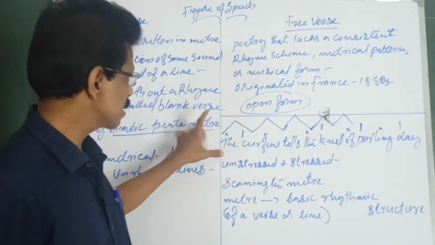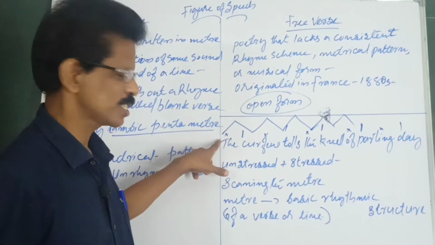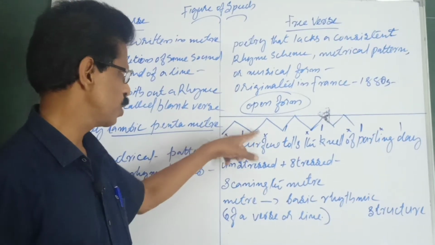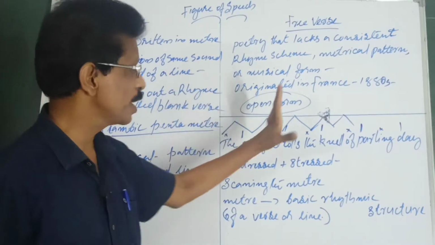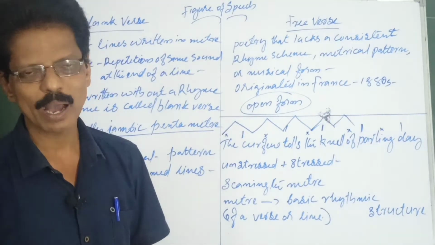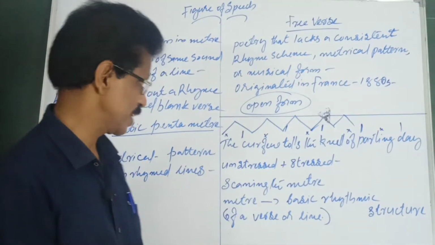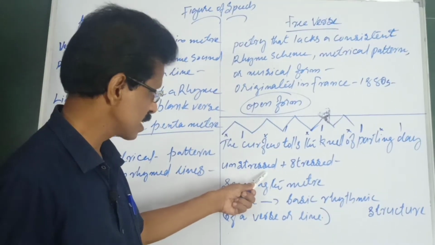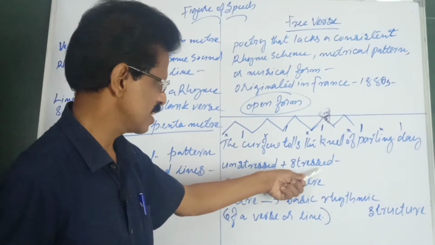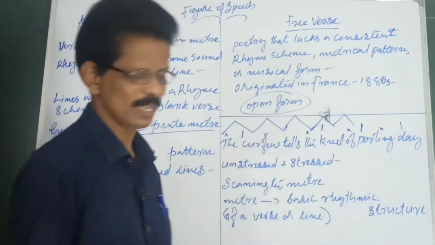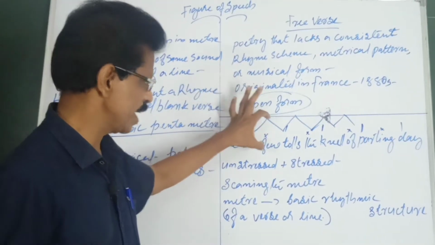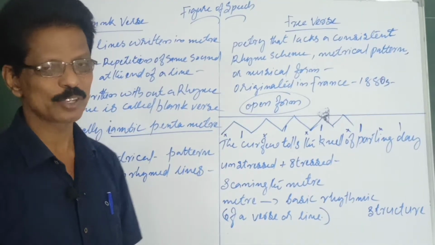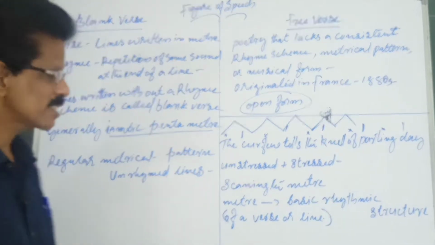So iambic means the unstressed syllable comes first, stressed comes second. So "la-hu, Guru, la-hu, Guru, la-hu, Guru." In that way, five feet will be there. That's called iambic pentameter. Say again, meter, where unstressed comes first, then stressed, then unstressed, then stressed. In that way, if five feet are there, it is called penta. So pentameter. So there is a structure.